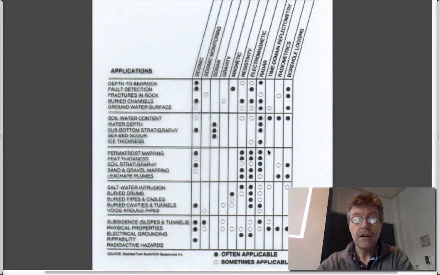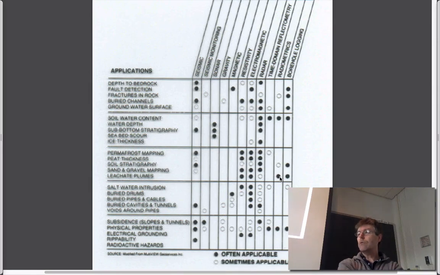But electrical methods may do, and radar probably doesn't very much. And so you can figure out exactly what you might use if you're ever in the position to be able to commission one of these survey methods to apply at a place where you might be working.